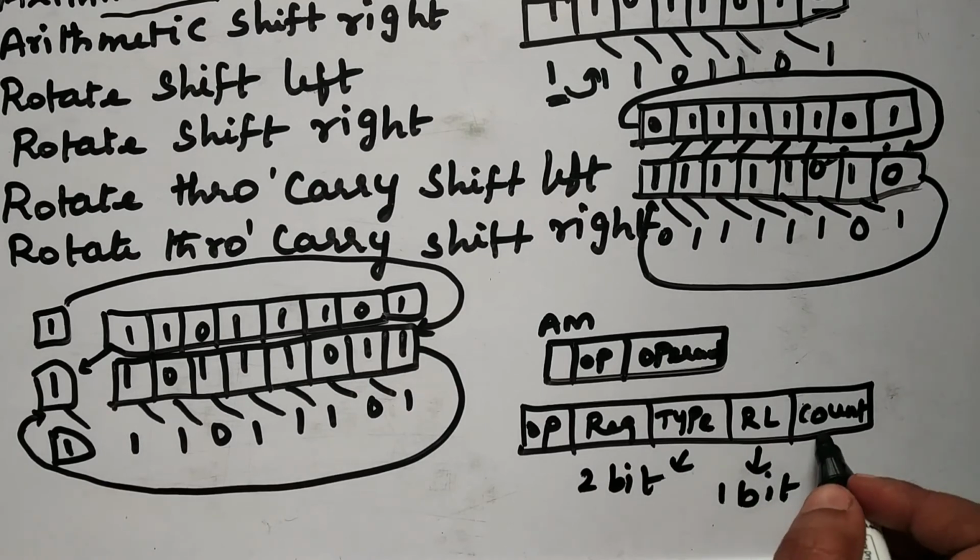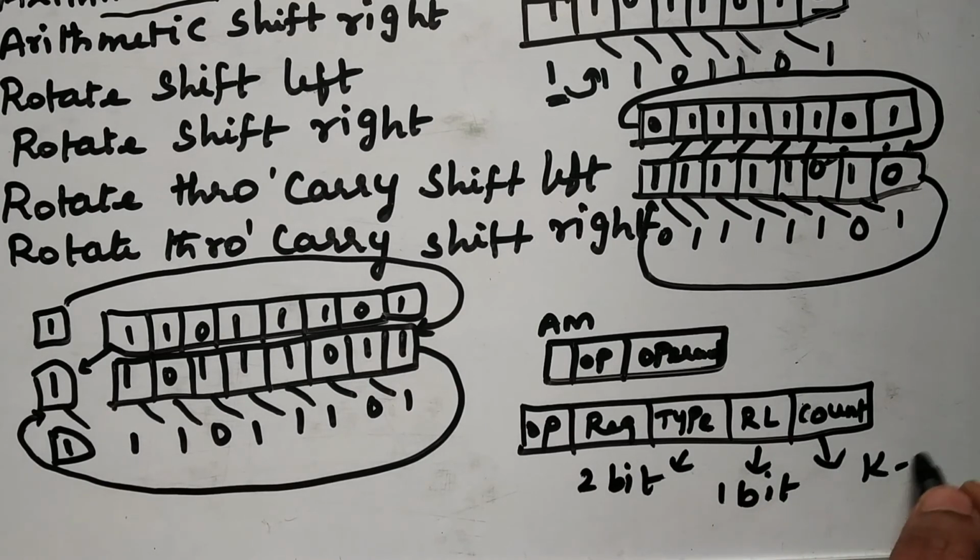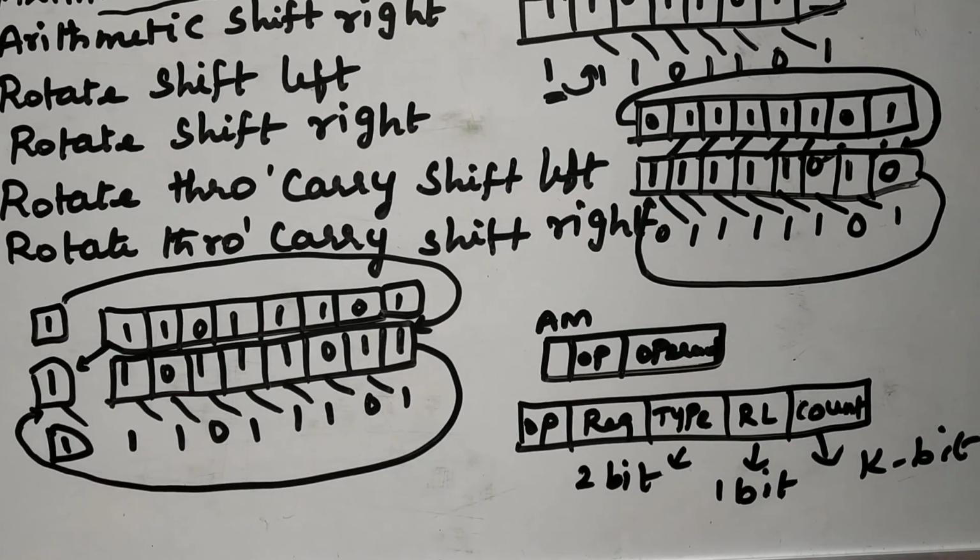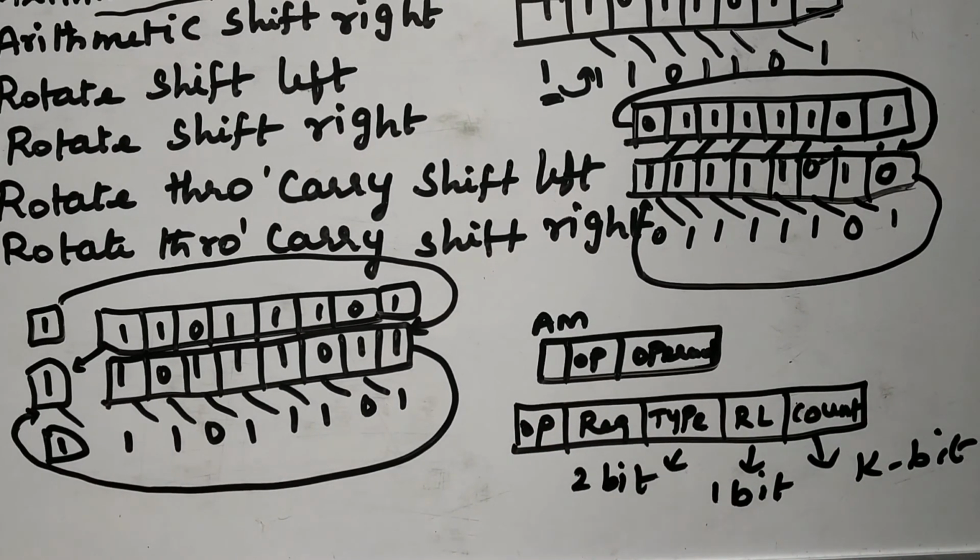Here the type field consists of a 2-bit field, the RL field is a 1-bit field, and the count is a k-bit field. The k-bit field tells how many times we can perform the shift operation, at the maximum. The type consists of 2 bits because we have 4 types of shift instruction, so it tells which kind of instruction we are going to perform.